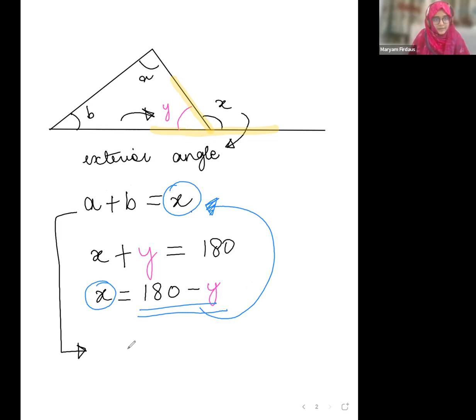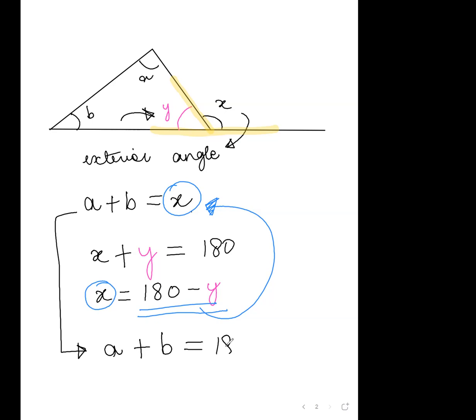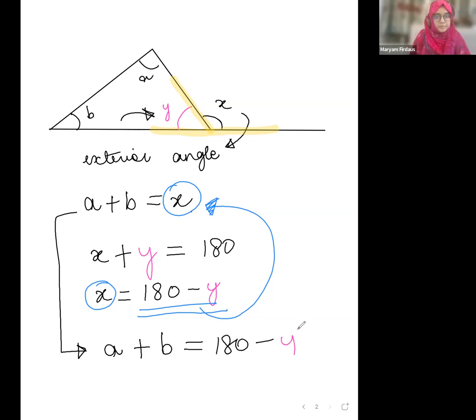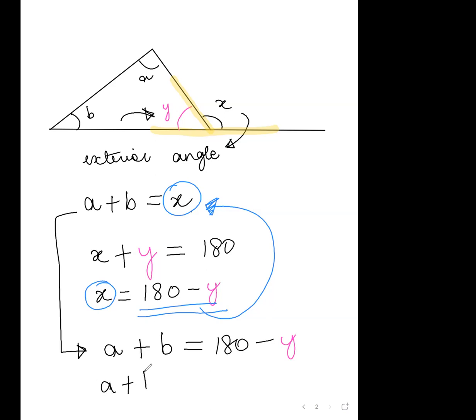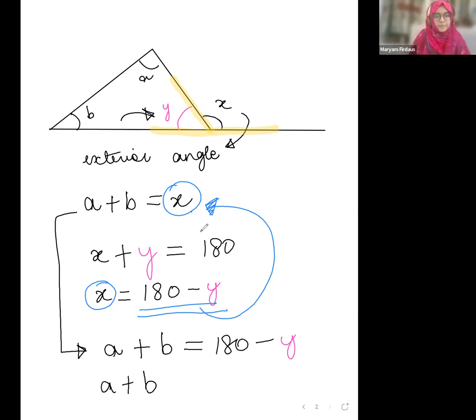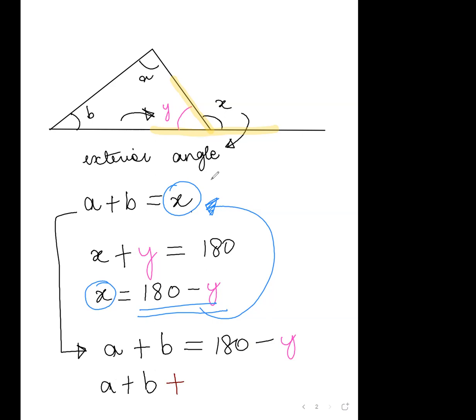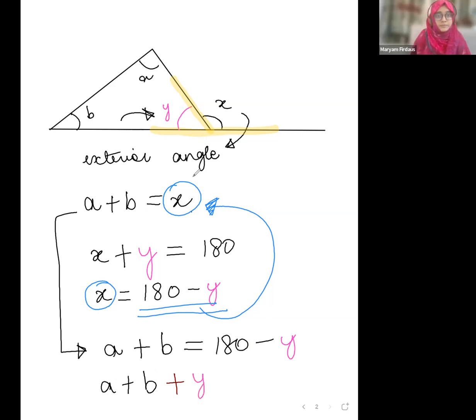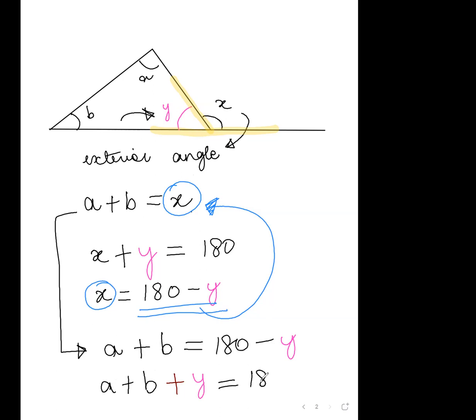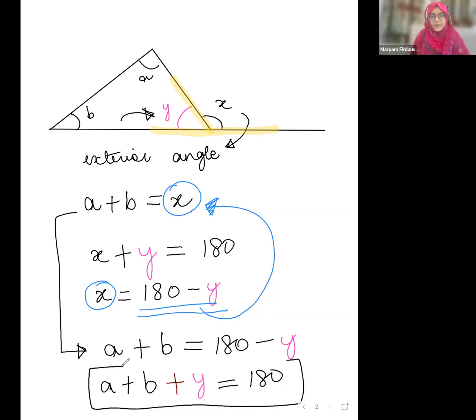Okay. So A plus B, we're just rewriting it. A plus B equals X, right? In place of X, what do we write? 180 minus Y. So what if you send Y to the other side? What will it become? It will become positive Y. What will the entire thing become? A plus B plus Y. Yes, A plus B plus Y equals what? 180. So what do we see here, Hiba?